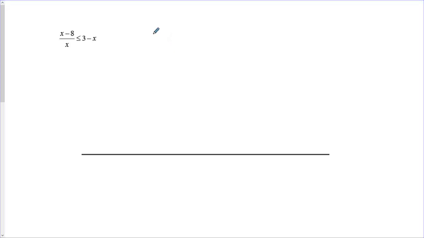I'm going to subtract 3 from both sides. This is x minus 8 over x, minus, so it'll be in fact 3x over x, that's subtracting the 3. And then I'm going to add an x to both sides. And remember, I'm trying to get these with the same denominator, so this will be plus x squared over x, and this will be less than or equal to 0. Right, now I'm going to combine all of these on the left-hand side here.